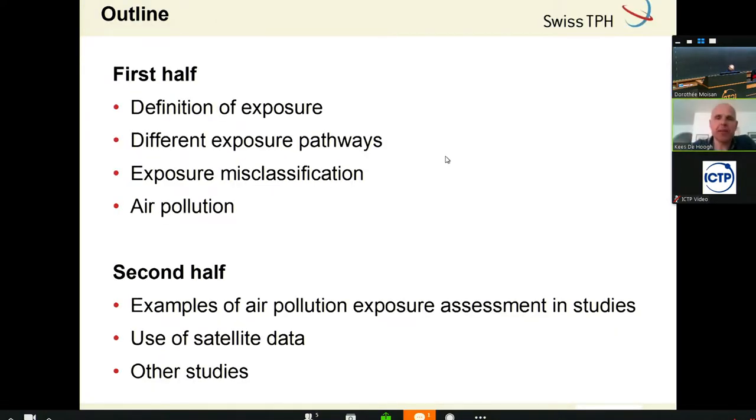Okay, so this is about an hour. So in the first half, I will give you a definition of exposure. We will go through exposure pathways, talk a little bit about exposure misclassification, and then we'll talk about air pollution as an example in the exposure assessment. In the second half, we'll give you some examples of air pollution exposure assessments in studies. We touch a bit on using satellite data, a very new, exciting data source we're trying to use, and give you a flavor of a few other studies we're finding. So that's the plan.